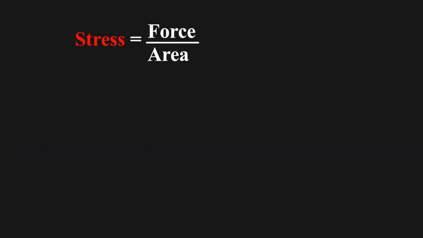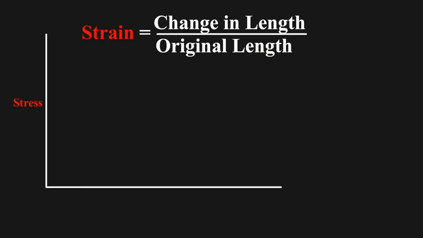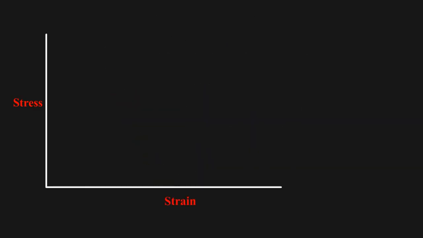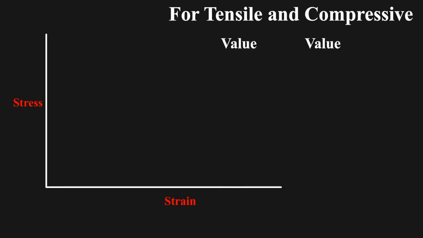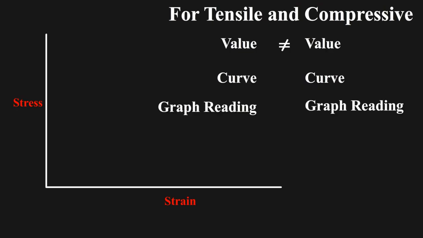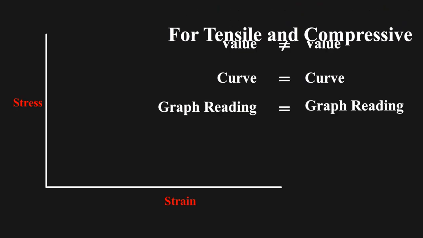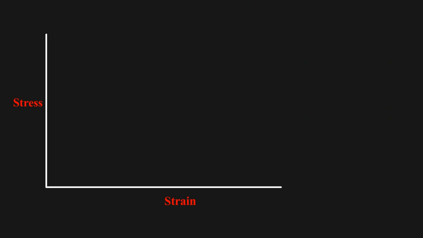Stress is force upon area. It is indicated on the vertical axis, while strain is change in length upon original length, and it is indicated on the horizontal axis. The values of each material for compressive and tensile stress differ, but the curve and the reading of the graph are the same. So let's first see what each section of the graph represents.